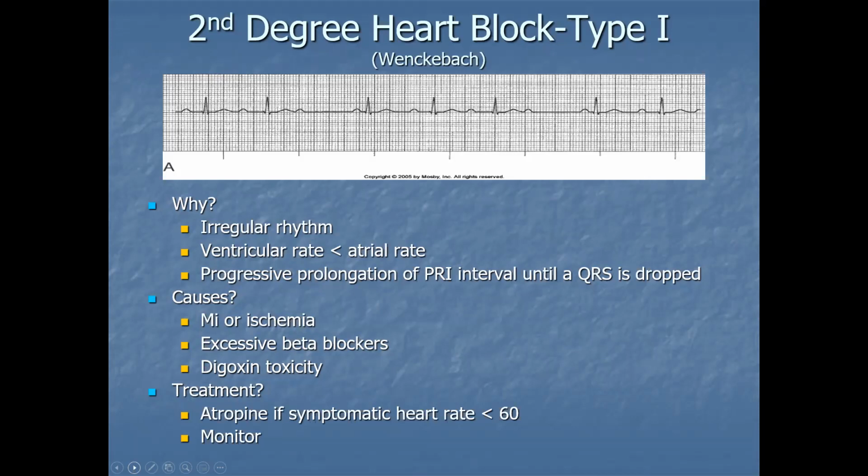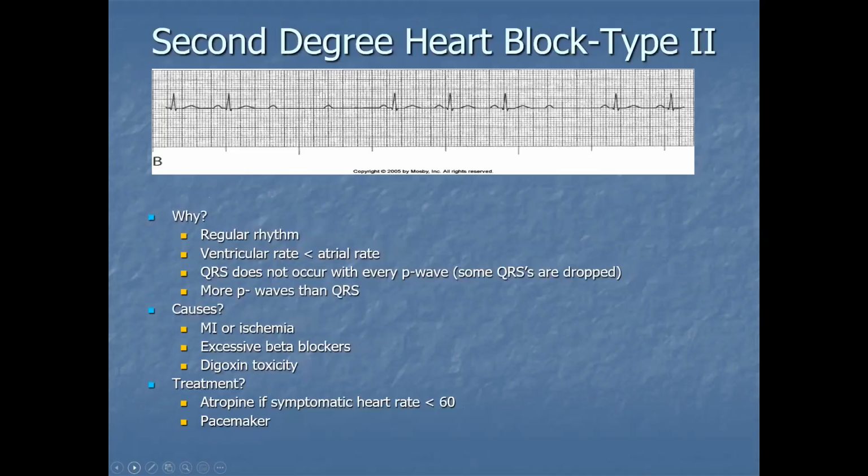Causes: MI or ischemia, excessive beta blockers, dig toxicity. Treatment may be atropine if the patient's symptomatic with a heart rate less than 60. And monitoring the patient is critically important. Type 1 and then the 2 different types of 2s are more severe than type 1. Type 3 is quite severe. We'll talk about that in a minute.